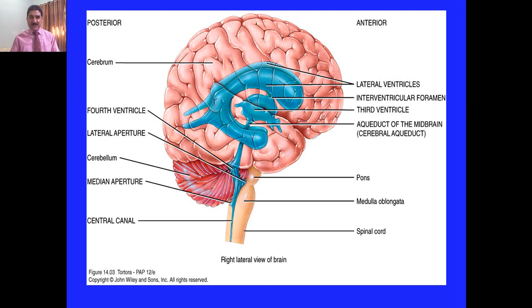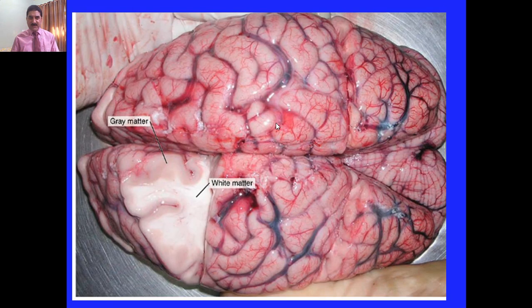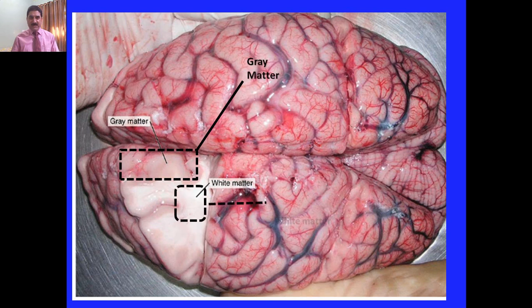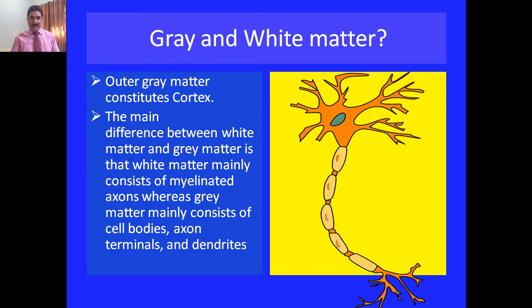Let us go to this slide to see the interior of each cerebral hemisphere. As shown in this slide, inside each cerebral hemisphere there is a cavity. The cavity of each cerebral hemisphere is called the lateral ventricle. Now, if we take a section of each cerebral hemisphere as shown in this figure, you will find it consists of outer gray matter, and inside we have white matter. Outer gray matter constitutes the cerebral cortex.